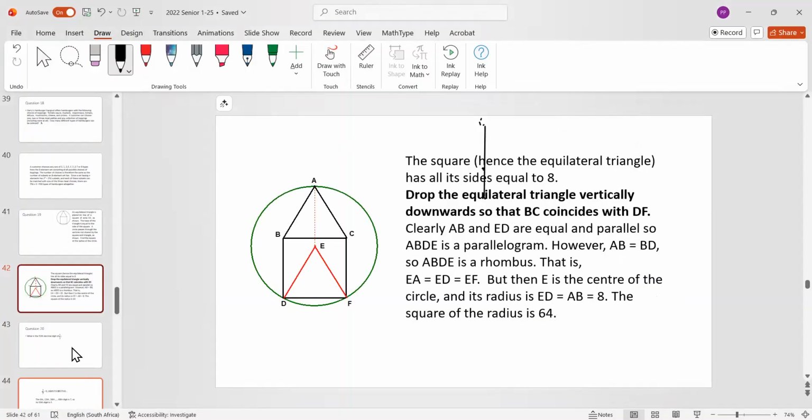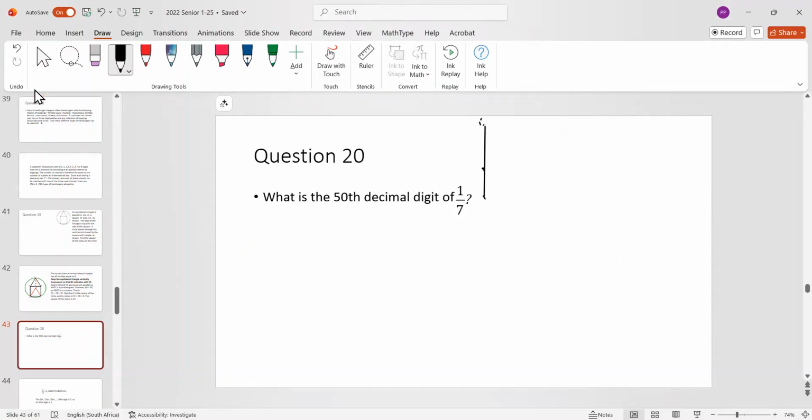The one that I just gave you. Okay, I've redone this here, and you can see what the actual solution is. Question 20. What is the 50th decimal digit of 1/7? I'm surprised that they gave this question, because this is the kind of question that is asked in round 1 of juniors. So you have 1/7.